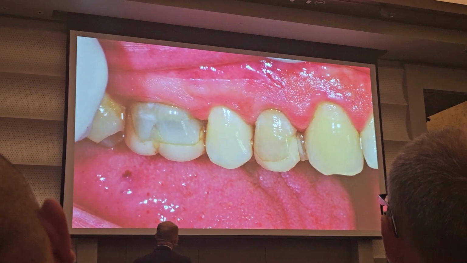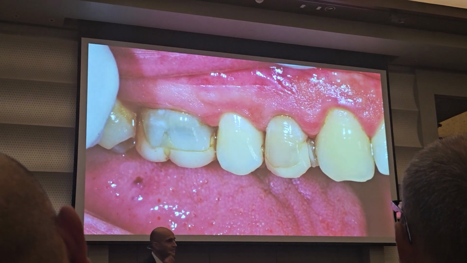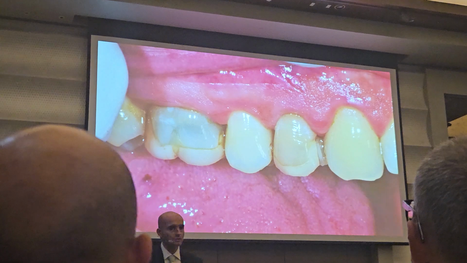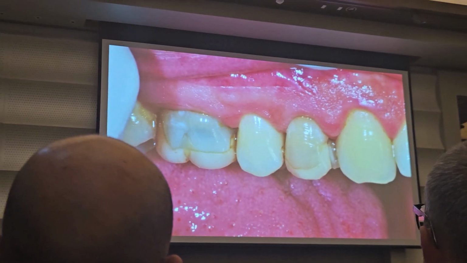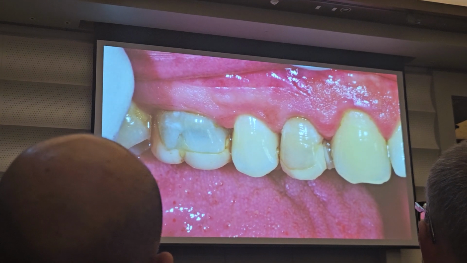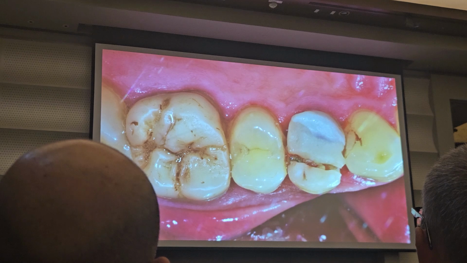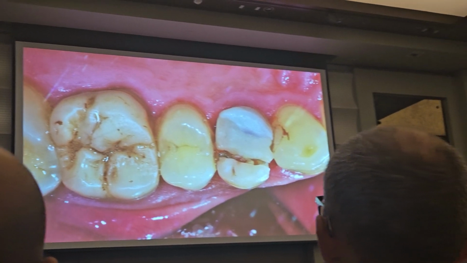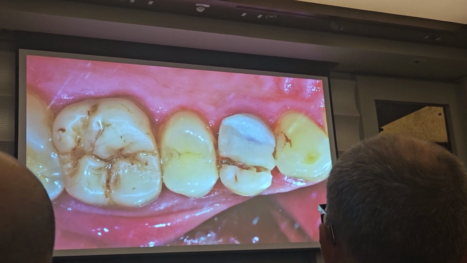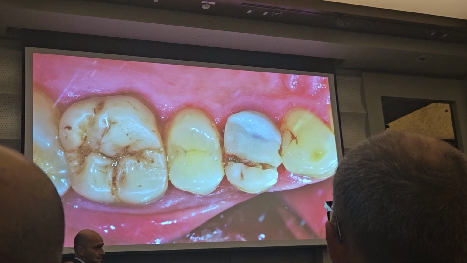Anyway, 10 years later, the patient came in this situation. Okay, this is the real aesthetics of composite material. Okay, and there is nothing to do. Not only did I do occlusal coverage, but the tooth cracked. Okay, because composite flexes, it doesn't help.